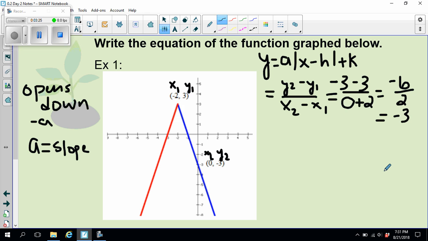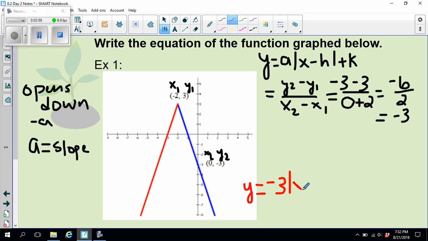Now remember, we already said that our graph opens down, so we're going to have a negative in front of our a. So let's go ahead, we're going to write this next. So writing our equation, we have y equals, you should always have that, and we have a negative. The reason we have a negative is because our graph opens down, and then even though the slope which we got is a -3, we just place 3.